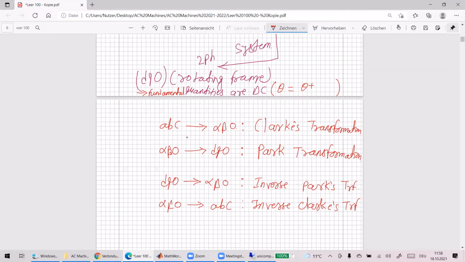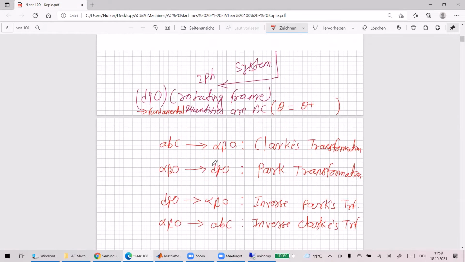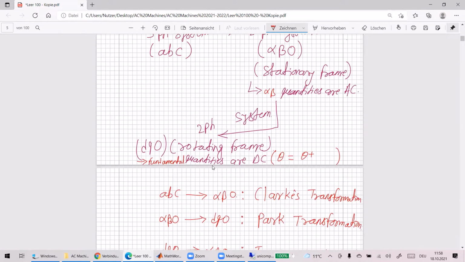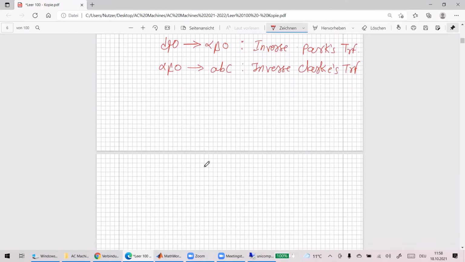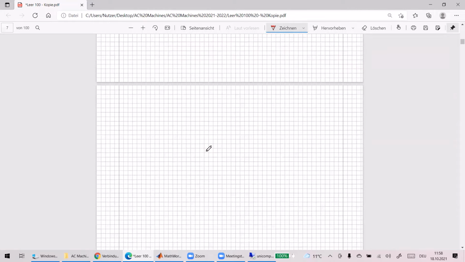Now let's see how we can do it. This is our main objective. It would be really nice if we can get our fundamental components DC so that it's easier to control. Let's see how to do it now. Let's take the first Clarke transformation.